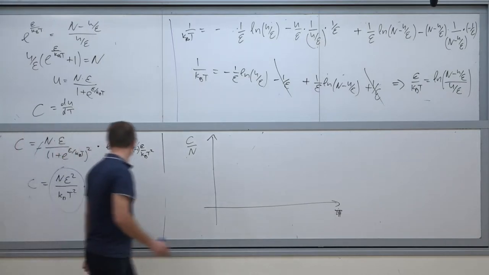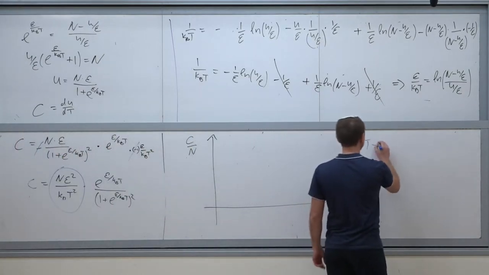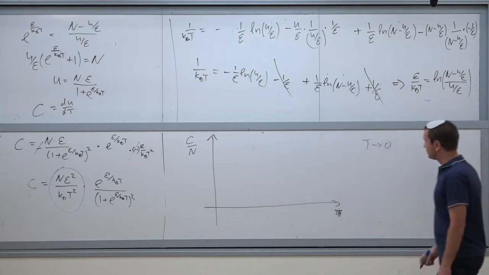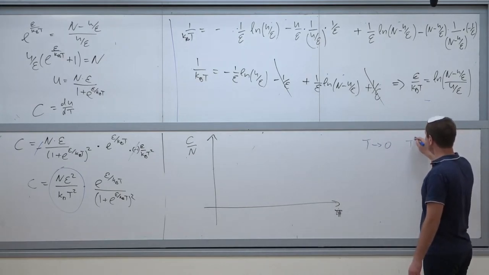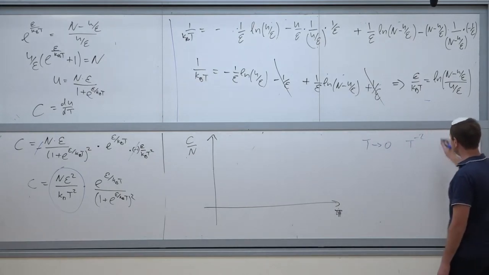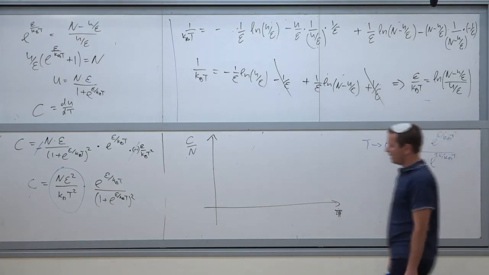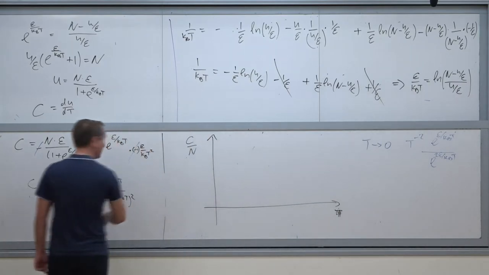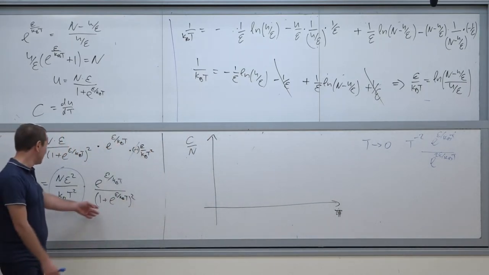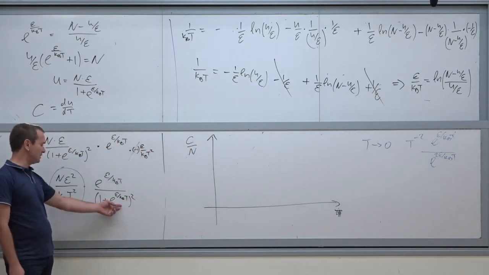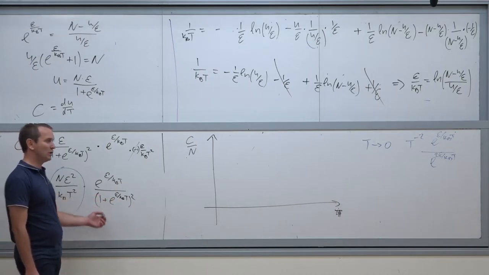Okay, let's write it down. So for T going to 0, the first guy is simply T to the minus 2. The second is e to the epsilon over k Boltzmann T. And the third is e to the 2 epsilon over k Boltzmann T. Why did I forget about the 1? Because the 1 is insufficient. It's simply 1. This guy, when T is going to 0, explodes. So we can forget about the 1 over here.